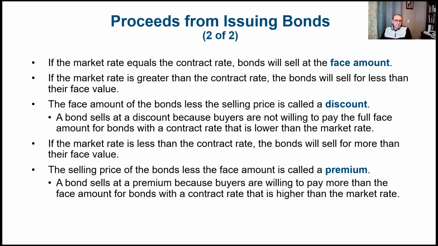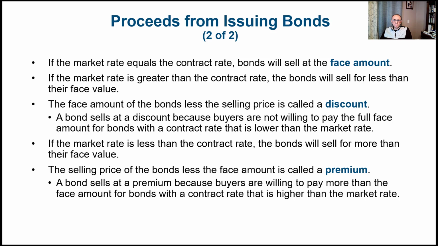If the market rate is less than the contract rate, which is the other scenario, the bonds would sell for more than their face value. Why is that? Because in this case, the bond of the company is more attractive than the market. It pays a higher interest rate compared to the market. So we expect a premium in this case. The selling price of the bond less the face amount is called a premium. A bond sells at a premium because buyers are willing to pay more than the face amount for bonds with a contract rate that is higher than the market rate.